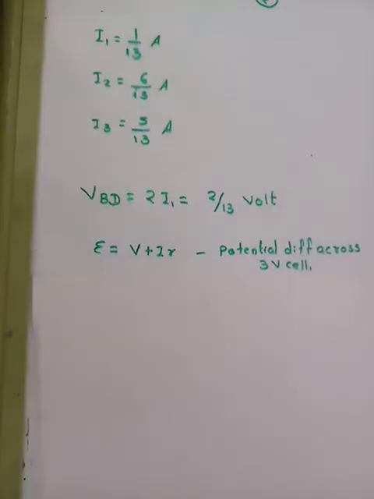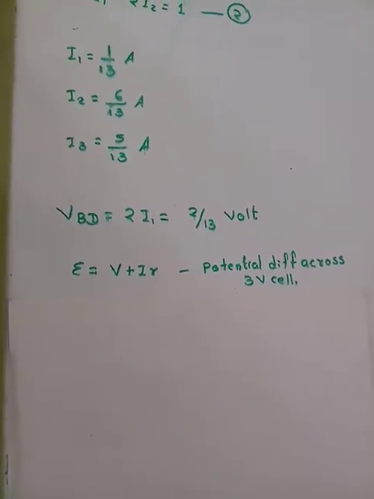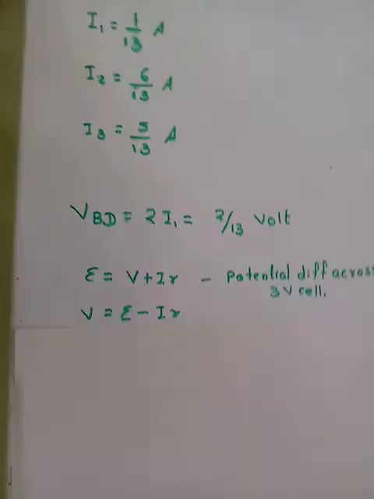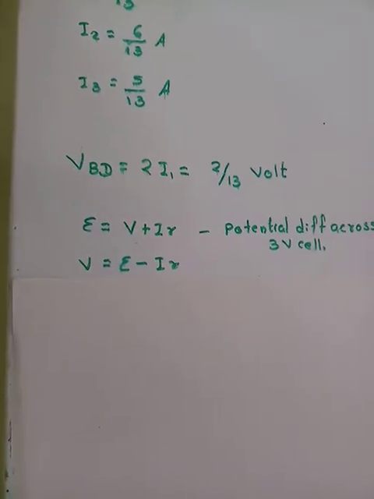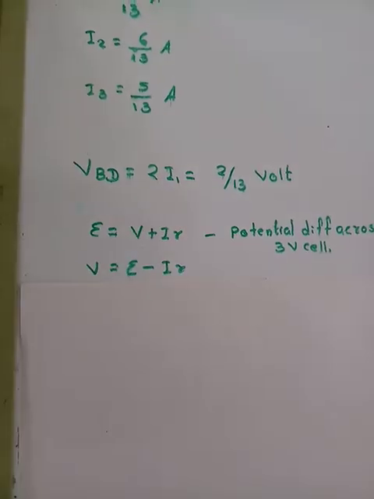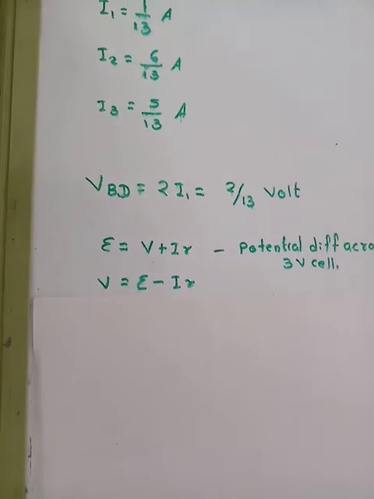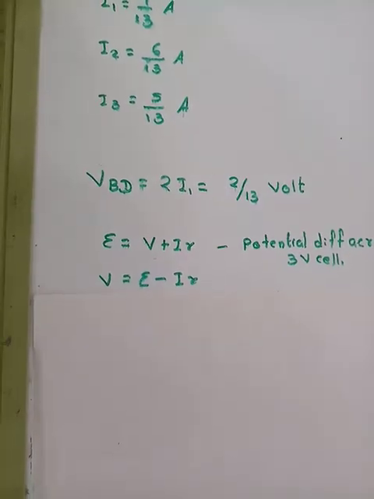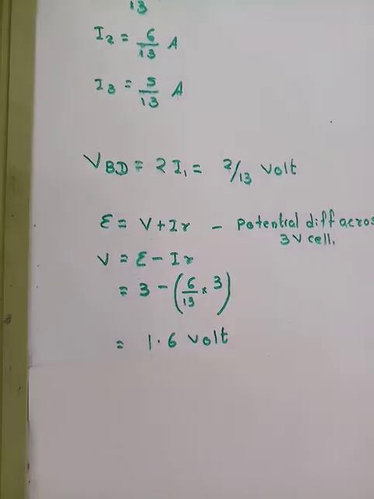Now, just rewrite the equation in terms of V, because you are asked to find the value of V. So V equals epsilon minus Ir. Now very simple, just put the values of epsilon, the EMF of the cell. How much is it? It is 3 volt. What is current? Current is I2. Do I know the value of I2? Yes, it is 6 by 13. And small r, what is small r? Small r is the internal resistance of the cell, which is 3 ohm. Just put those values. This is what you get at the end.